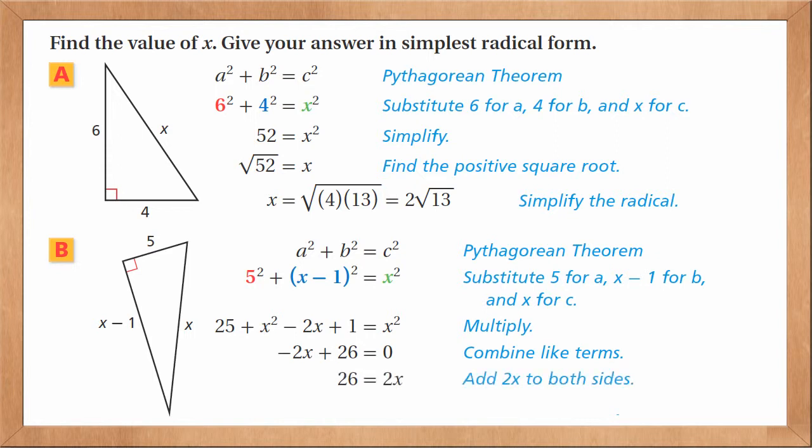So I combine like terms. I'm going to add 2x to the other side, divide by 2, and I get x has to be 13. Which means that the sides of the triangle are 5, and 13 is the hypotenuse. And do you know what the other leg is? The other leg has to be 12, x minus 1. So 13 minus 1 is 12.